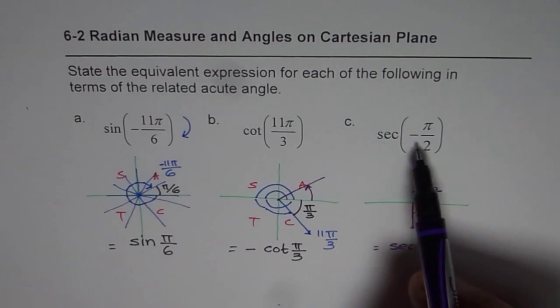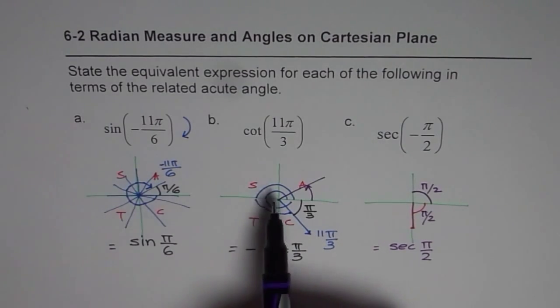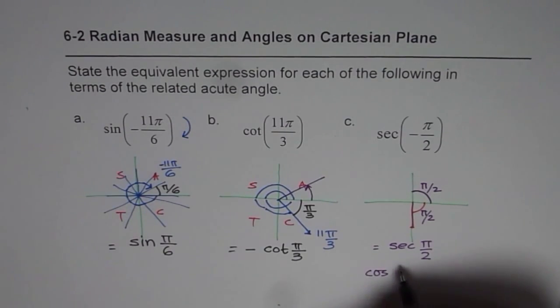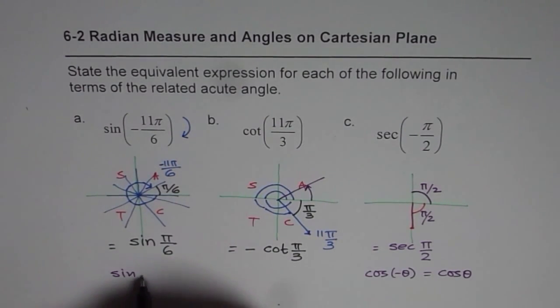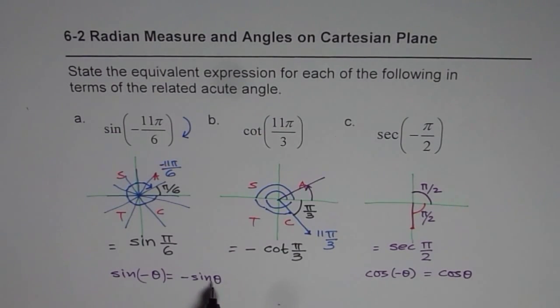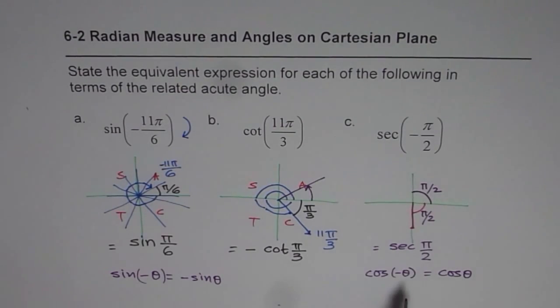One more way of looking into this is, you should remember that sine and tangent are odd functions, right? And cos is an even function. That is to say, cos of minus theta is equal to cos theta, whereas sine of minus theta is equal to minus sine theta. Remember that part also. That is also going to help you in such questions, right? So secant of minus or plus will give you the same value, just as cos of minus or plus will give us the same value, right?